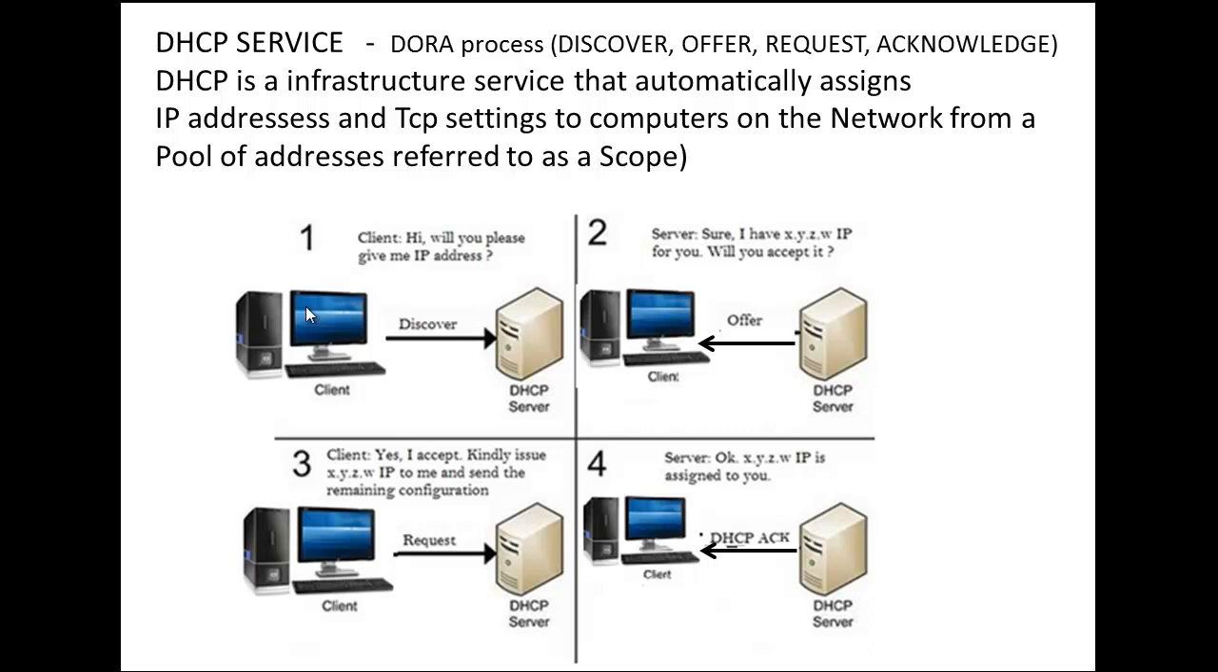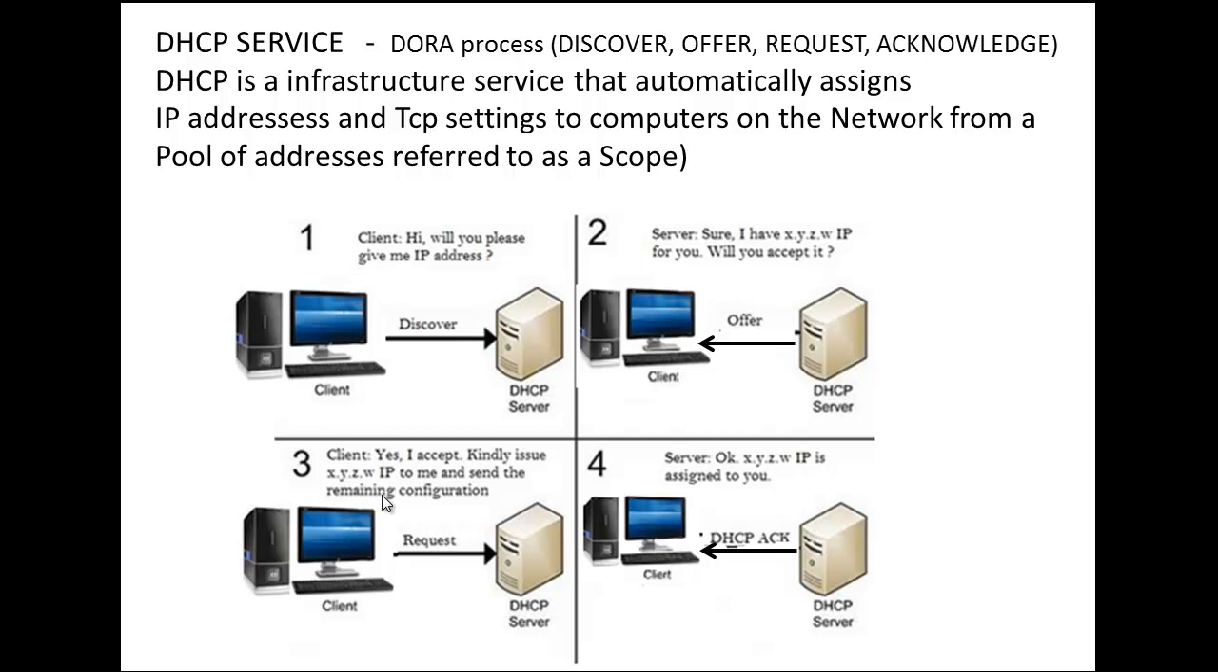So let's get back to step 1. The client comes on and the client says, give me an IP address. The DHCP server in step 2, which is the offer stage, will say, let me check my scope to see if I have an address that I will give you. So the DHCP server checks for the address. It finds an address and it says to the client, I found an address. Will you accept the address?